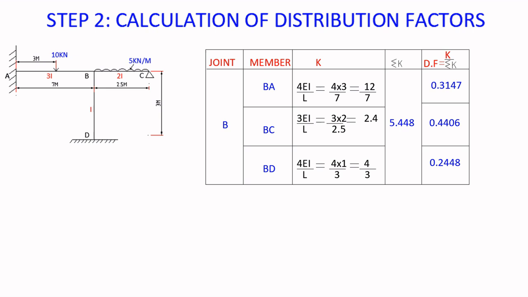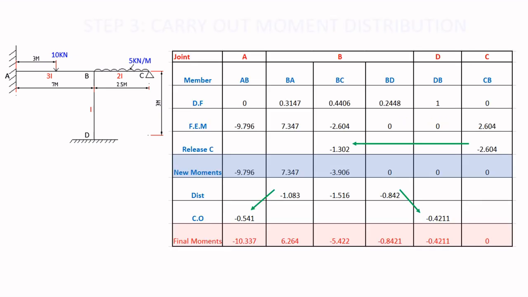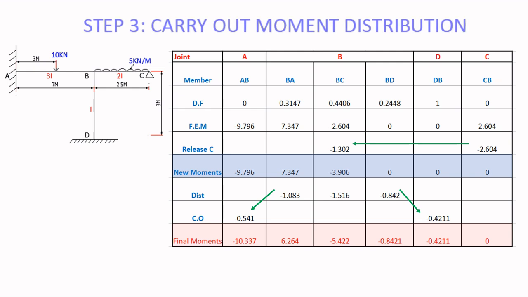Again, for BC, it is 2.4 divided by 5.448, and you get 0.4406. And for BD, it is 4 over 3 divided by 5.448, and you get 0.2448. The distribution factors should always add up to 1, so if you do the summation of all the distribution factors, you should get a value of 1. Now let's go to the next step, and that is the actual moment distribution.